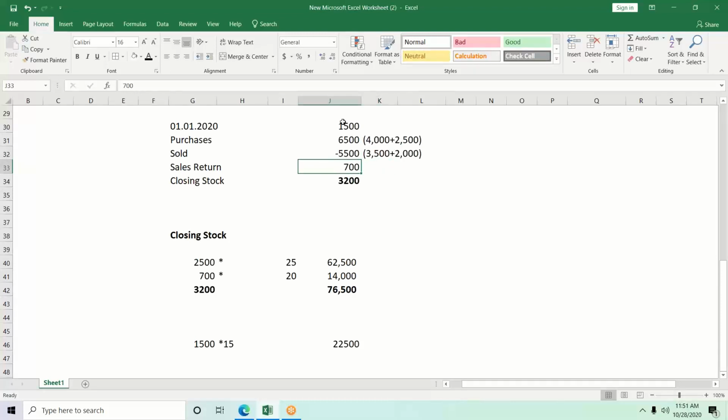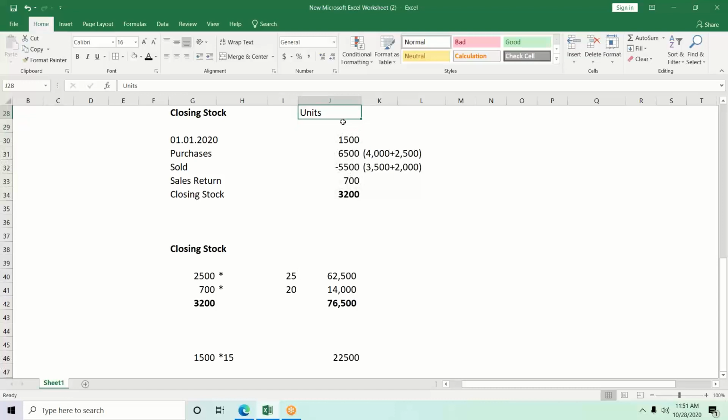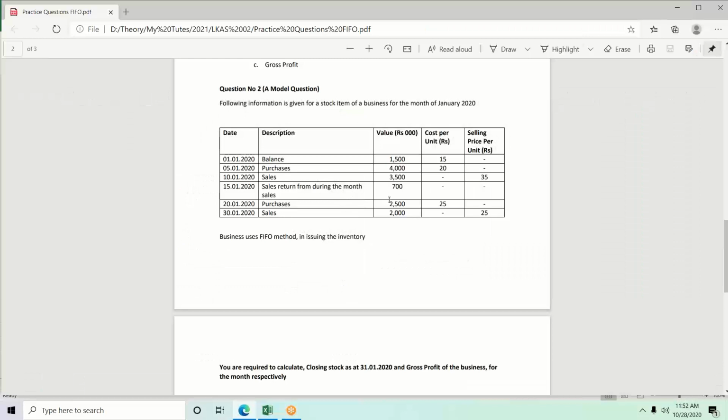When the customers return the sales, you get the stocks. So then Puta, you do this question in units. How many units are available in the store? 3,200. Right? But under the first in first out method, whatever inventory you receive first has been issued first. Therefore, your closing stock would consist of the most recent purchases. What would be the most recent purchase? That is this 2,500.